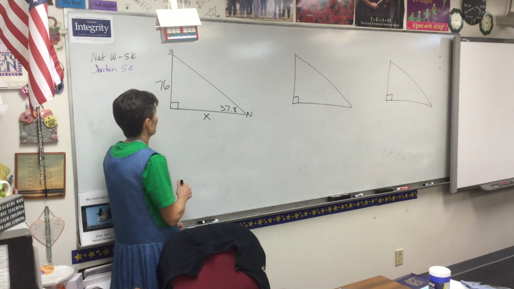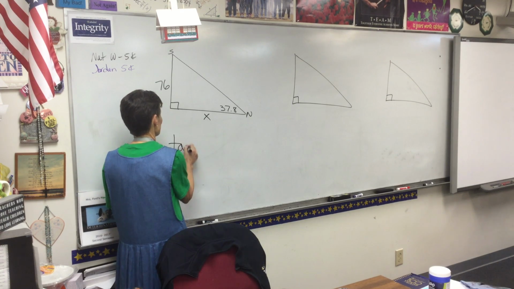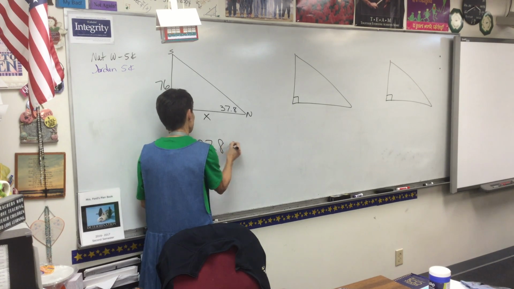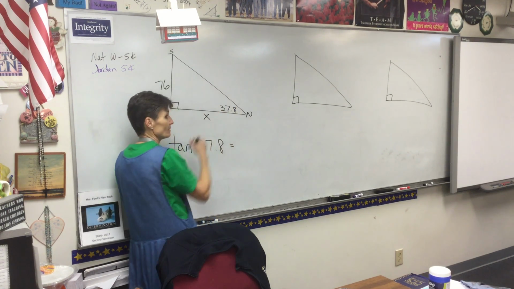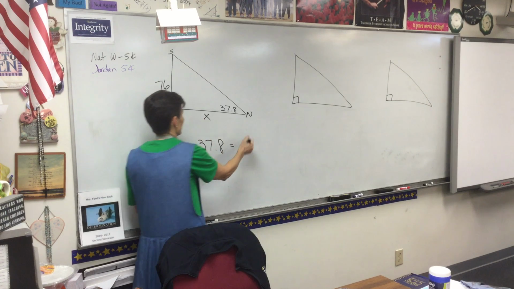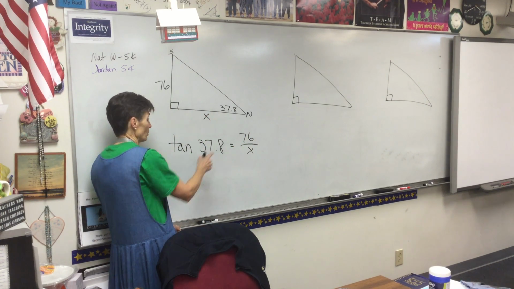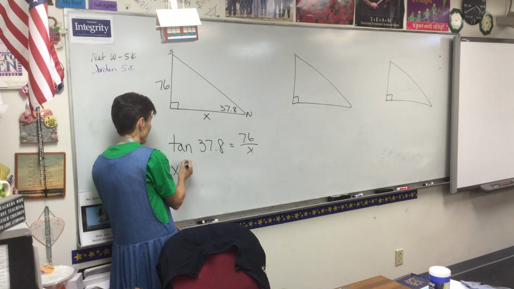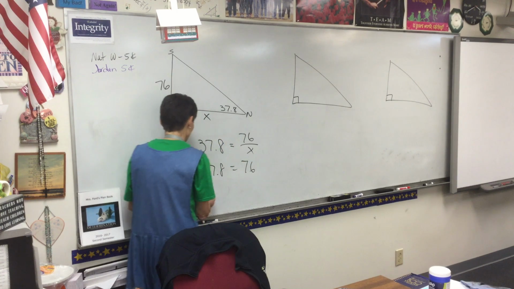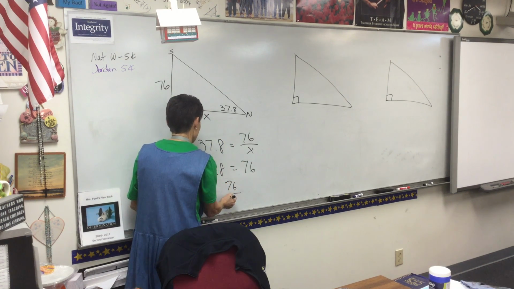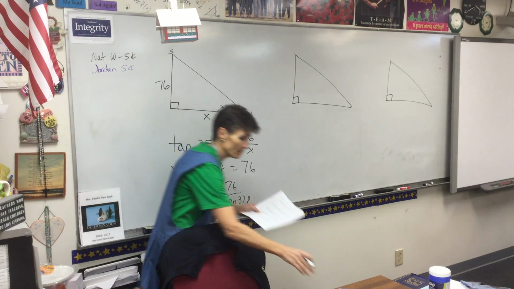All right, need an equation. Sine, cosine, or tangent? Tan. Absolutely. How do we know it's tan? Opposite and adjacent. That's right. Hypotenuse isn't involved, so you're going to use tangent. 76 over x. This is just like the one we did a minute ago. We'll multiply by x and then divide. So 76 over tan 37.8. Type it in.